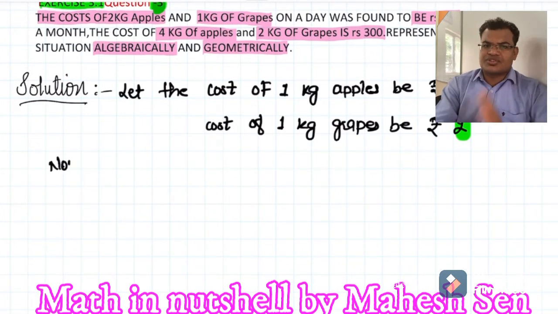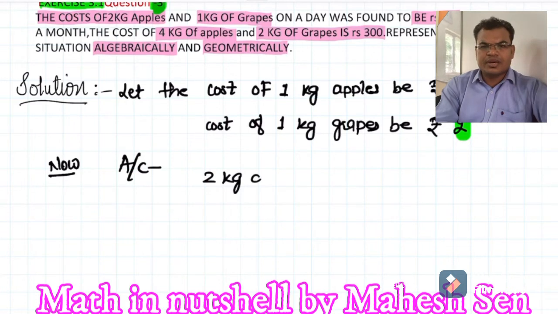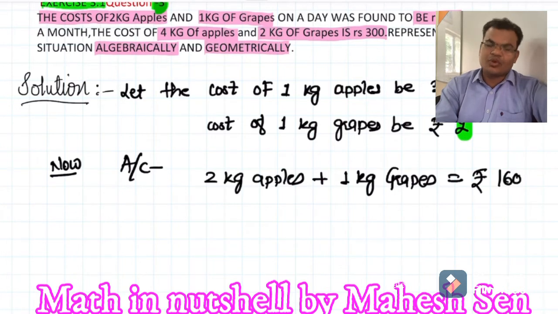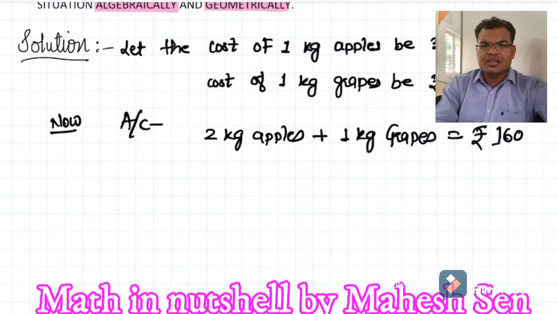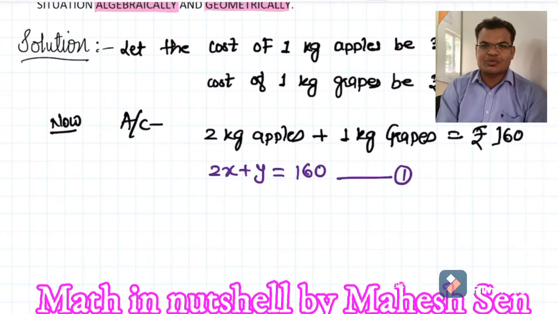Now moving to the condition. We know that 2 kg apples plus 1 kg grapes is equal to 160 rupees. Before the second condition, just make the equation. 2 kg apples, 1 kg is X rupees, so 2 kg will be 2X rupees. Obviously, now you are very fast in doing this. I can see a few students sending me the equations also. So 2X plus Y equals 160. This is equation number 1.